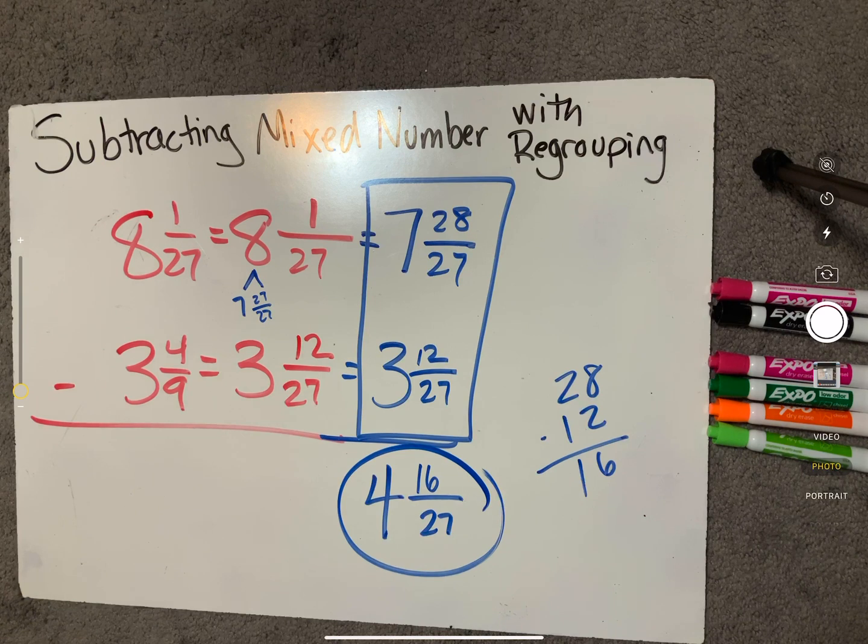The only thing that goes into 16 would be 1, 2, that doesn't go into 27, 4 doesn't go into 27, 8 doesn't go into 27, and then we're back up to 16. So this is in lowest terms.